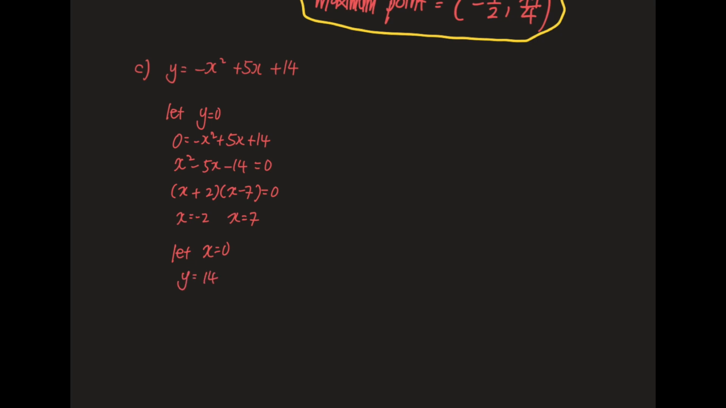Then we let x equal to 0. Then we get the y-intercept. Then followed by the axis of symmetry, x equal to -b over 2a. So -5 over 2 times -1, which is 5 over 2. So this is the axis of symmetry. And then part 3, completing the square.